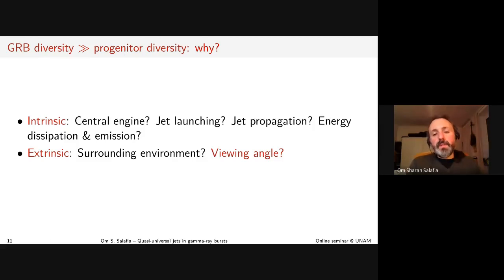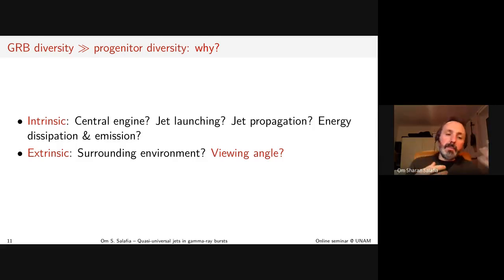We can even have that the jets are quite similar to each other, but there is some instability which takes place during jet propagation through the progenitor. So for example, the jet propagation through the stellar envelope can be triggered or not, depending on some subtle conditions.